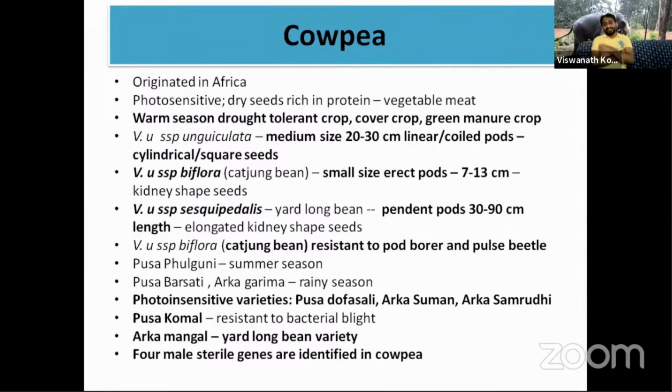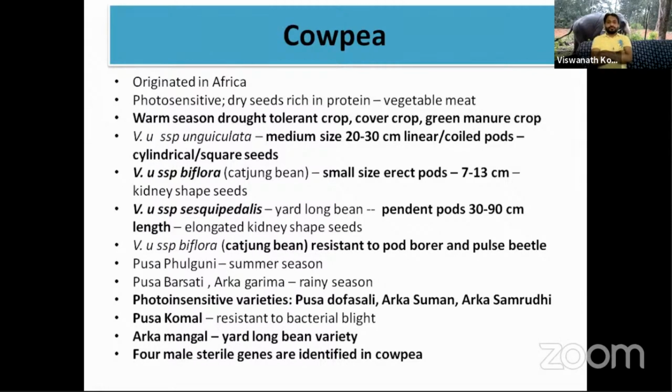So what is the difference between these three subspecies, unguiculata, cylindrica and sesquipedalis? The pod size. In case of unguiculata, the pod size is 20 to 30 centimeter. In case of catjang, the pod size is very small, 7 to 13 centimeter. Yardlong bean has long pods. The pod length is 30 to 90 centimeter. That means 1 to 3 feet. The pod length is the major difference among these three subspecies. And the catjang bean is also resistant to pod borer and pulse beetle.